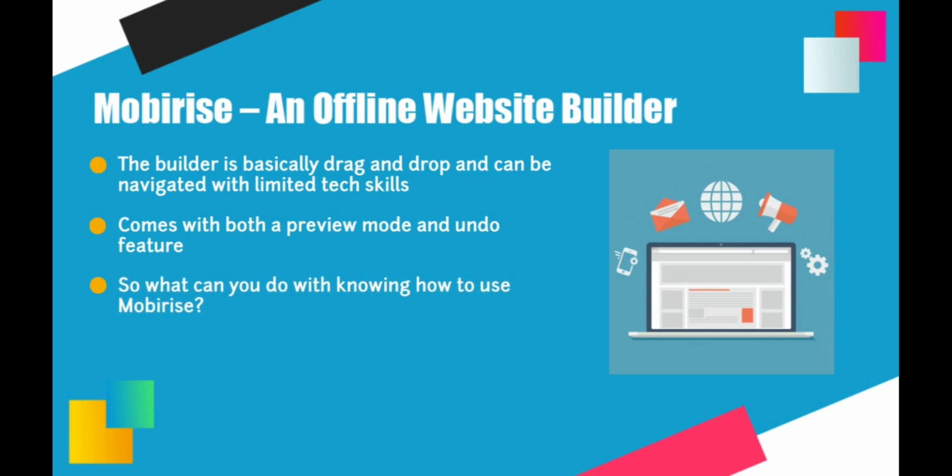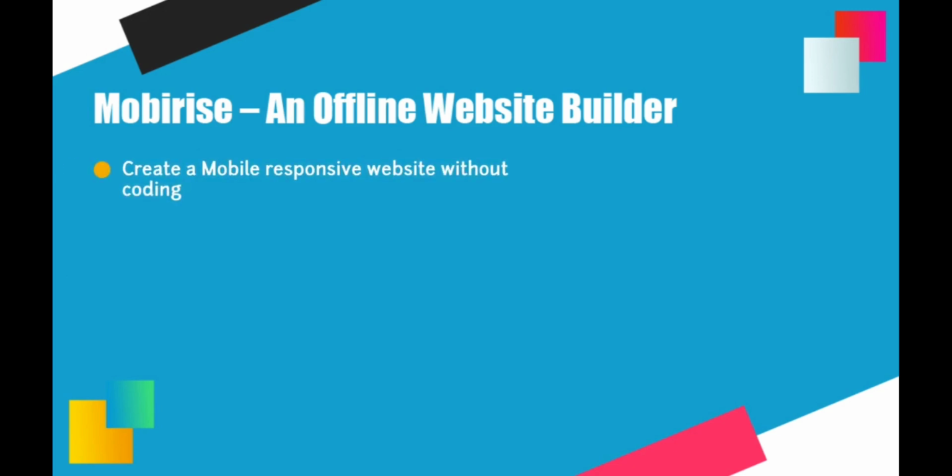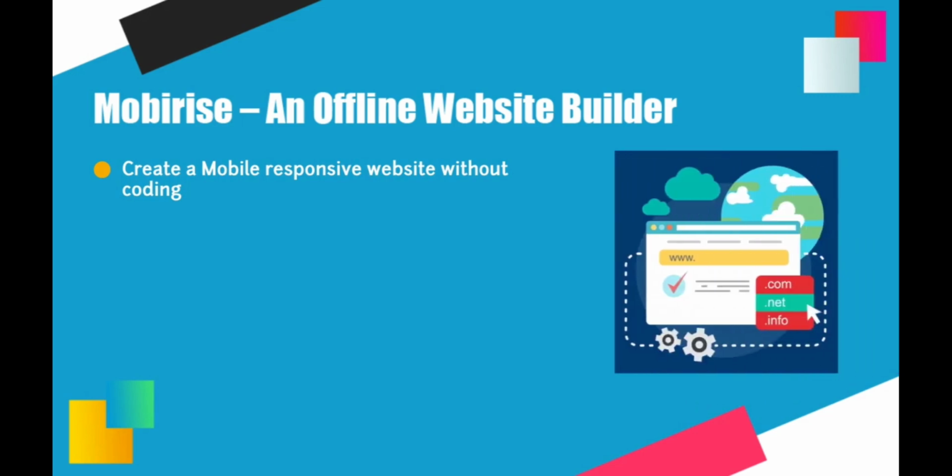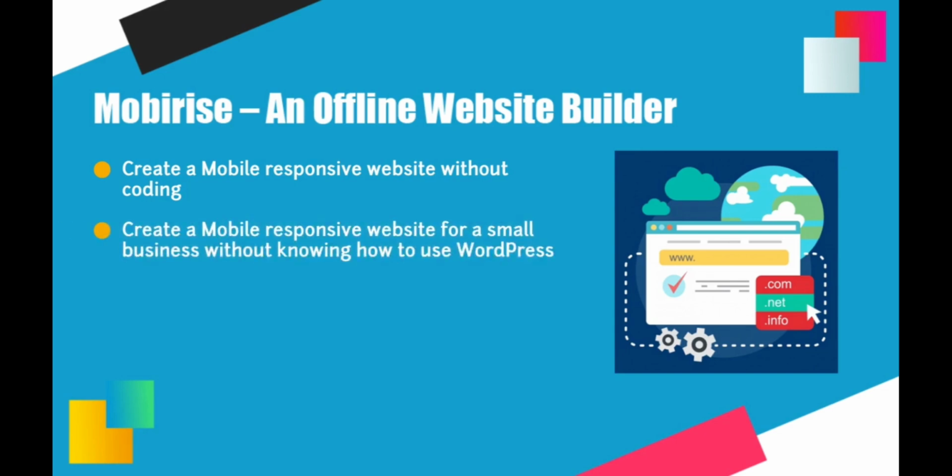What can you do? Right? So if you're watching this and you're thinking, well, what can you do if you know how to use Mobirise? One of the things is that you can build a mobile responsive website, again, for yourself or for a business. You don't have to know how to code anything. You don't have to know anything about HTML or CSS. Now, again, there are areas where if you want to do that, you can get involved with the CSS and the HTML, but you don't have to do that in order to get a site up. You can create a site for a business without knowing how to use WordPress. That's what you can do.